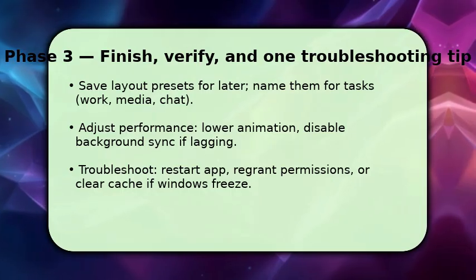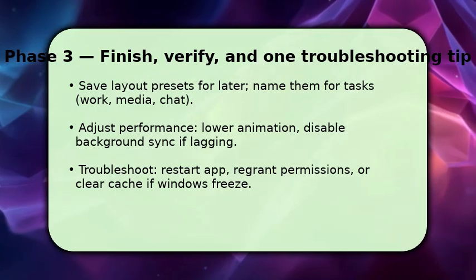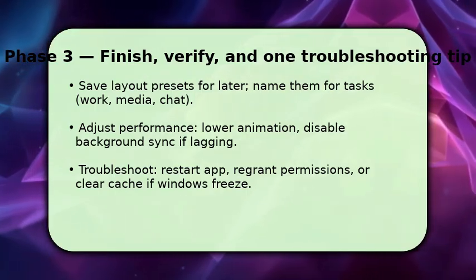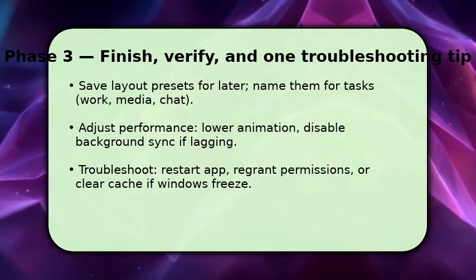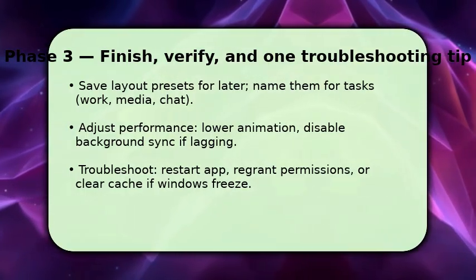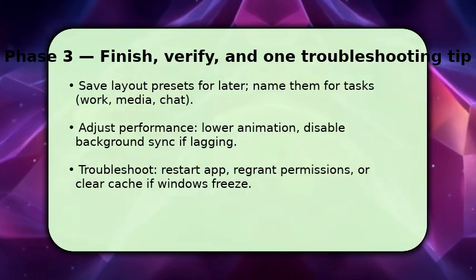Lower animations and disable background sync when you notice lag, which reduces CPU and memory strain. If something goes wrong, restart the split screen app first. Next, regrant overlay or accessibility permissions and clear the app cache. These steps usually fix frozen panes or input issues. If not, reboot the device.